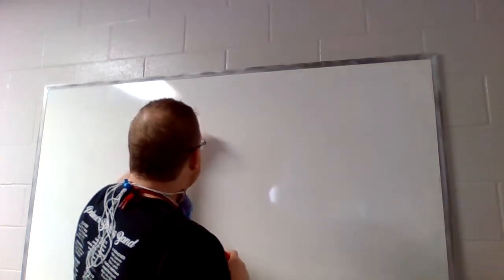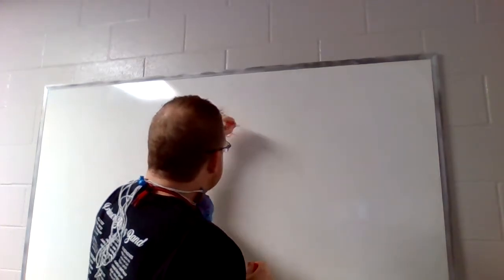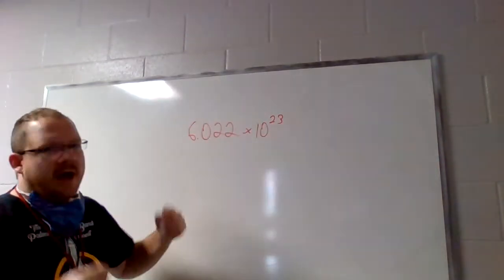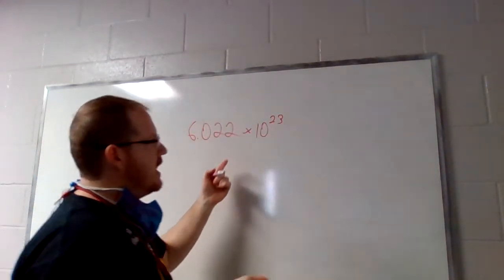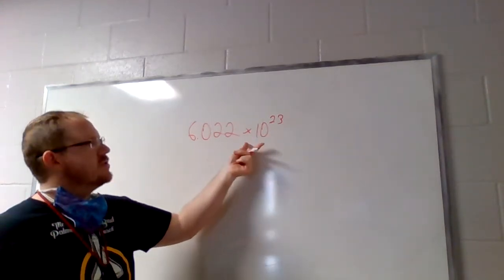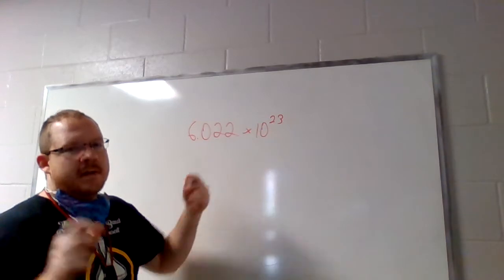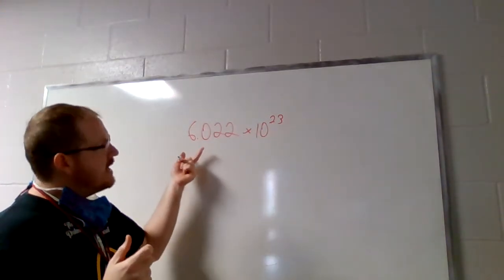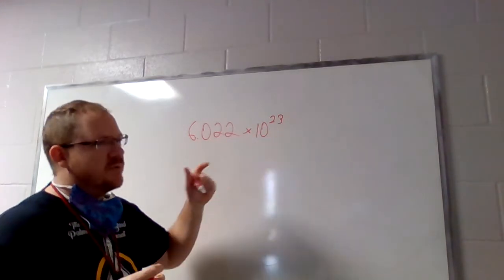6.022 times 10 to the 23rd power of things in it. So if I have a mole of salt, I will have 6.022 times 10 to the 23rd molecules of salt in it. If I have a mole of pennies, I would have 6.022 times 10 to the 23rd pennies.